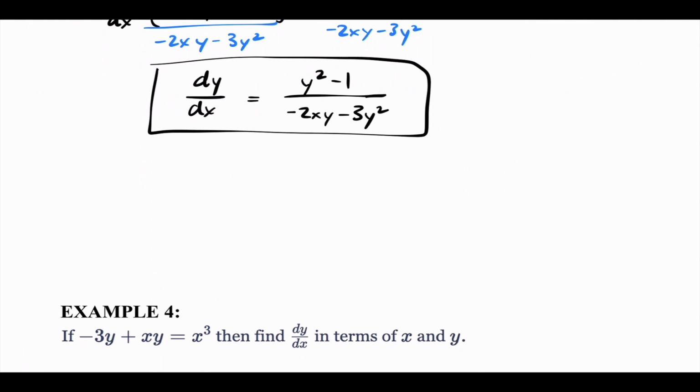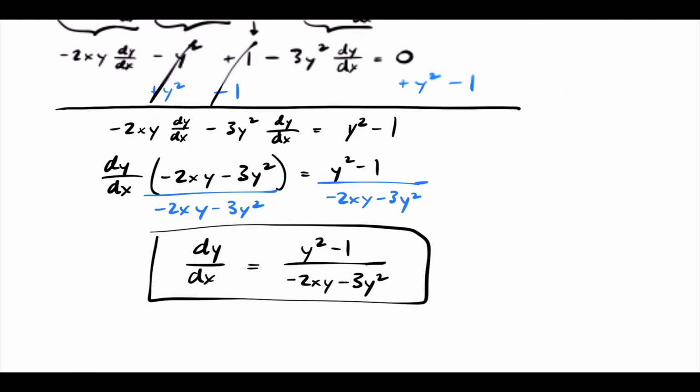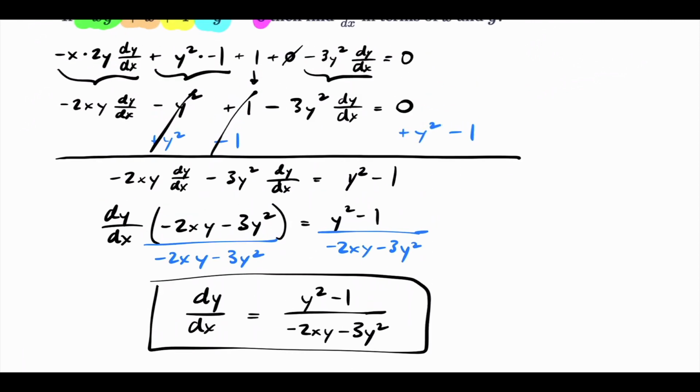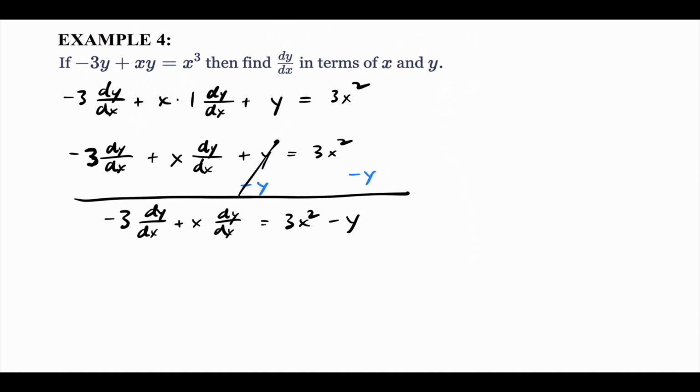All right, so I want you to do number 4 now. Try number 4 on your own. Number 4 is very similar. Okay, so I found the derivative. Anytime you find the derivative of a y, give it a dy dx. So I did that twice. I did that when I found the derivative of negative 3y, and I did it when I found the derivative of xy.